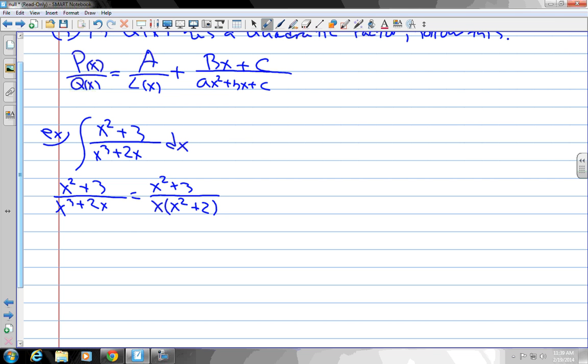Right? By the way, if you had x squared minus 2, go ahead and write it as x plus square root of 2, x minus square root of 2. That's fine. Just don't go into x plus i square root of 2 and all that junk. Keep it real. Okay? So then potentially this is A over x plus Bx plus C over x squared plus 2, because potentially that numerator is some linear function.